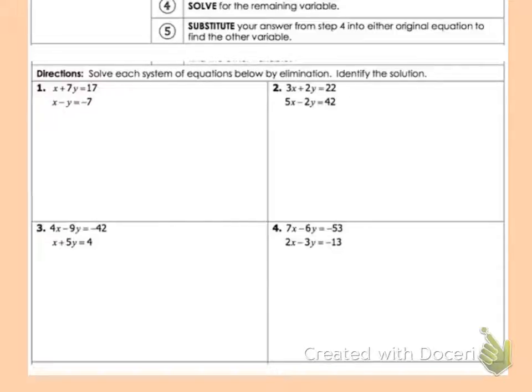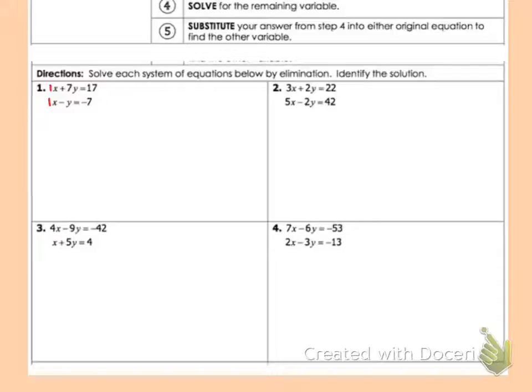So what we said we were looking for is coefficients that either are the exact same or the exact opposite. Well, in this case, we have coefficients on the x's that are the exact same. So this is a 1 and this is a 1, so they're the exact same. And so in order to cancel out the x's, we'd actually have to subtract the equations. But that can sometimes be tricky when you're subtracting and you have more than one term after the subtraction.